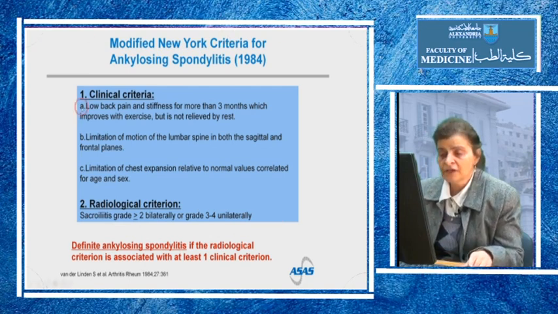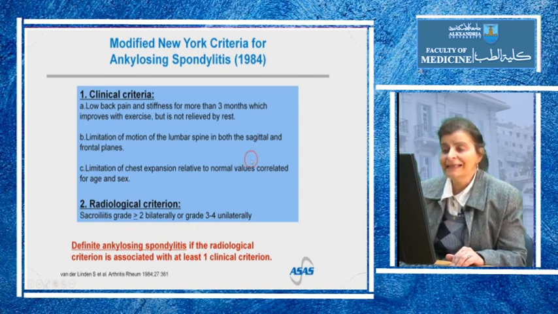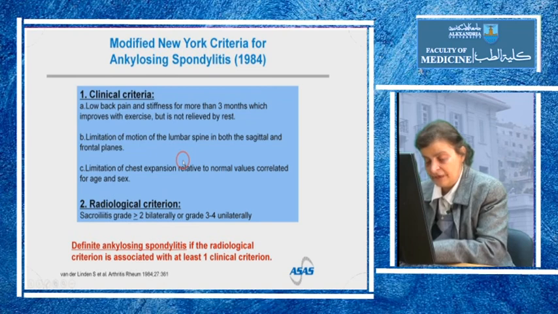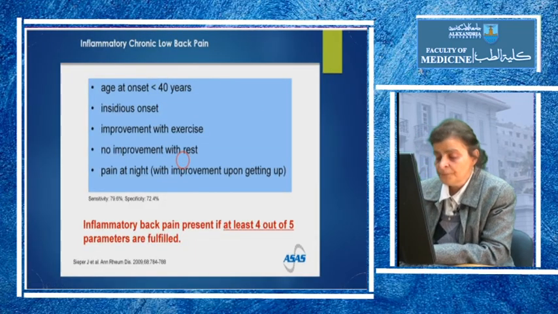We also have the radiological criteria, which are sacroiliitis, and you will take this when you go to the radiology. They grade it. If it's a sacroiliitis more than or equal to grade 2 bilaterally or grade 3 to 4 unilaterally, then that's an important radiological criterion. We used to define a definite ankylosing spondylitis if we had one radiological criterion and at least one clinical criterion. But then this has moved on, and as I'll show you, we've got new criteria.